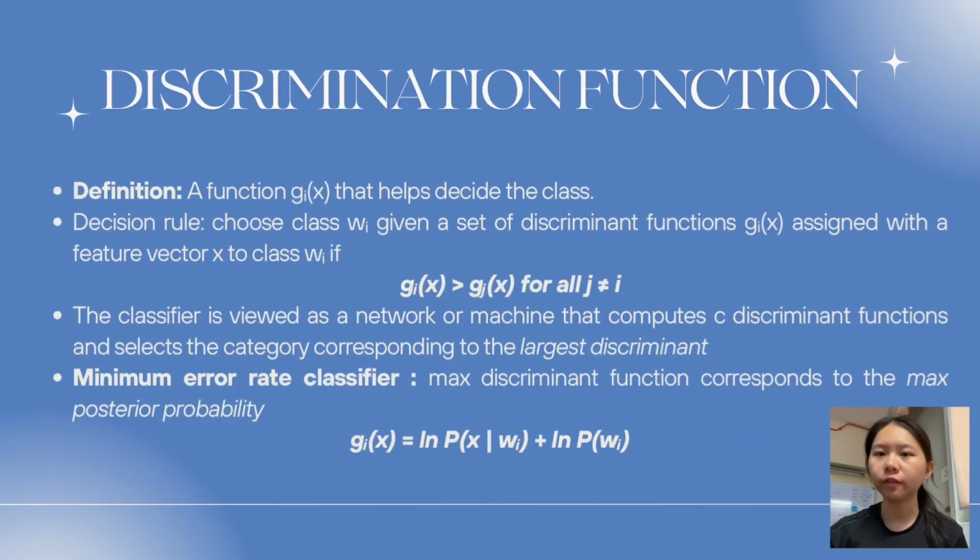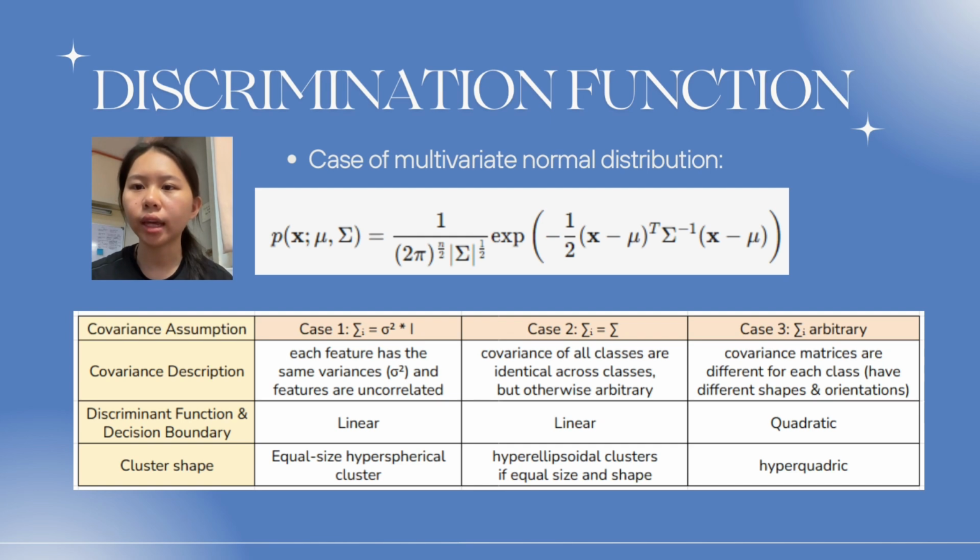Moving on to the discriminant function, it is used in pattern classification to determine the class of an input based on its features. In multi-class classification, the decision rule assigns input X to the class omega i if the discriminant function g_i(x) is greater than g_j(x) for all j not equal to i. In other words, the class with the highest g(x) score is selected. In the minimum error rate case, the discriminant function chooses the class with the highest posterior probability, which is the class that is most likely given the input X.